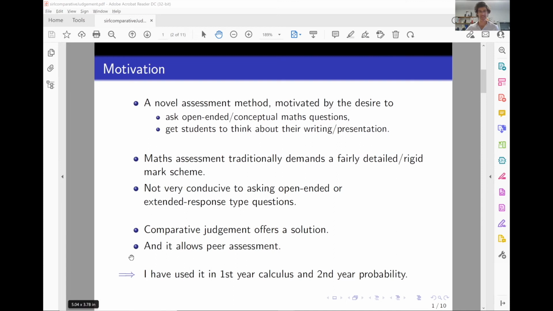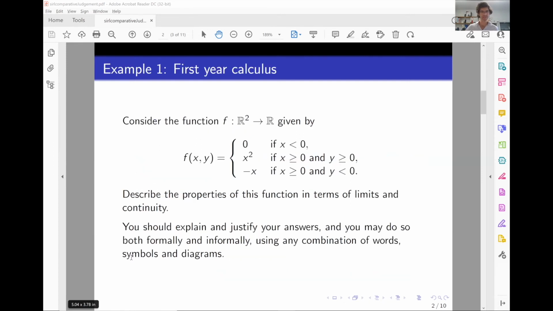and most recently in the second year probability methods module that I've been teaching for the last 7 or 8 years now. So the types of questions that I can get students to answer are, here's a piecewise function, describe its properties in terms of limits and continuity, and one year we included differentiability in there as well. So there are these nicely continuous differentiable functions put together in different pieces.